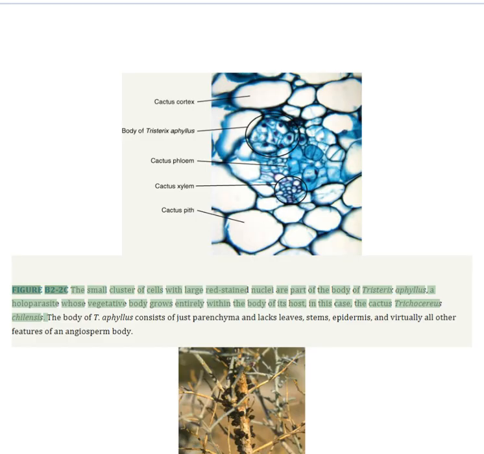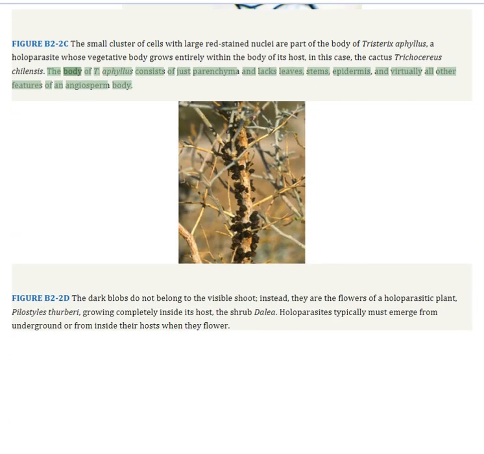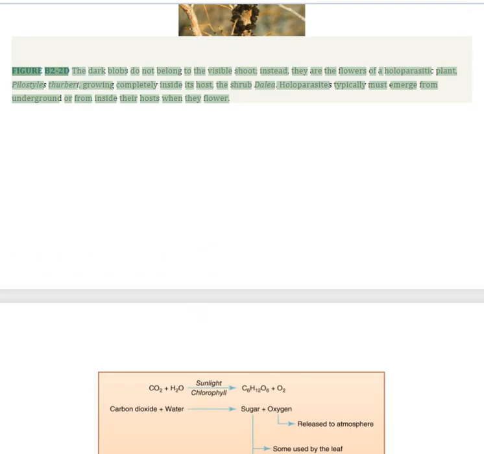Figure B2, 2c. The small cluster of cells with large red-stained nuclei are part of the body of Tristerix aphyllus, a holoparasite whose vegetative body grows entirely within the body of its host, in this case, the cactus Trichocereus chilensis. The body of T. aphyllus consists of just parenchyma and lacks leaves, stems, epidermis, and virtually all other features of an angiosperm body.